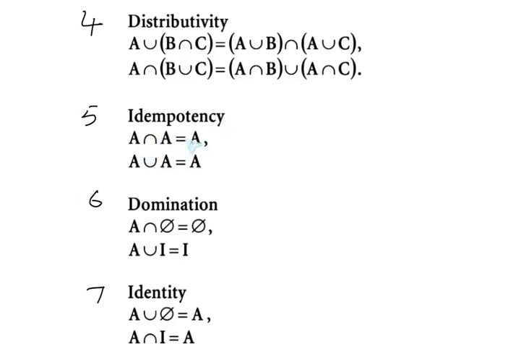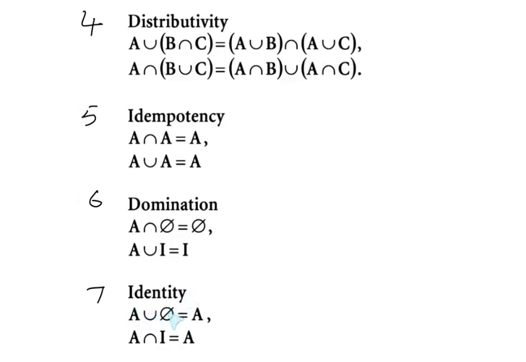Idempotency, that is A intersection A equals A, and A union A is also equal to A. And domination: A intersection phi equals phi, and A union mu equals I. This is the universal set. You can add any set to the universal set, we will get the same universal set. And in the intersection with phi there is no common element, so we will get the set without elements, that is phi.